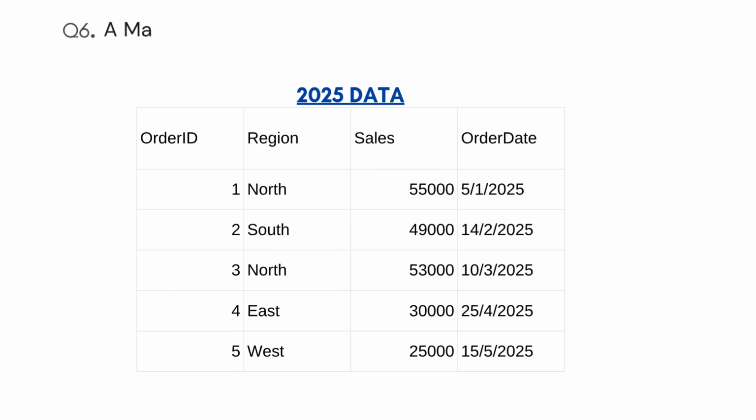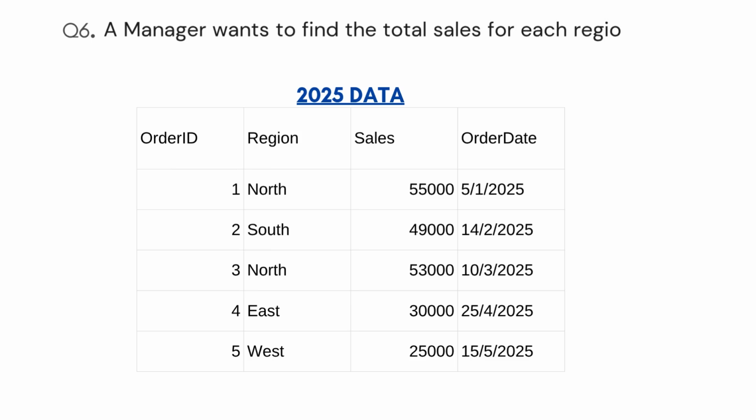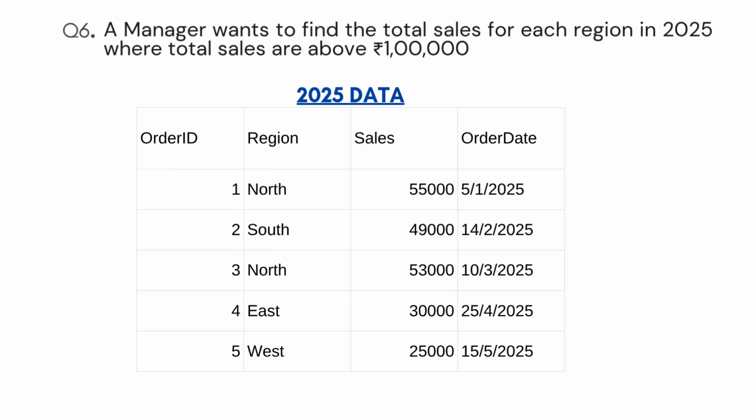So the next question is, a manager wants to find the total sales for each region in 2025 where total sales are above rupees 1 lakh. Our sample table contains order ID, region, sales and order date, and it has a total of 5 rows, and it has the regions north, south and east. So from this table we have to find out the result.